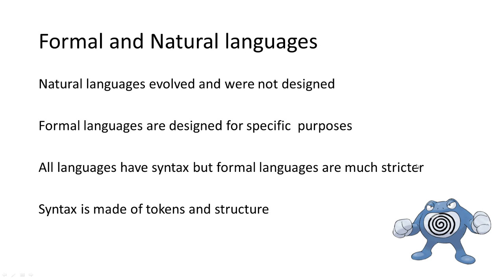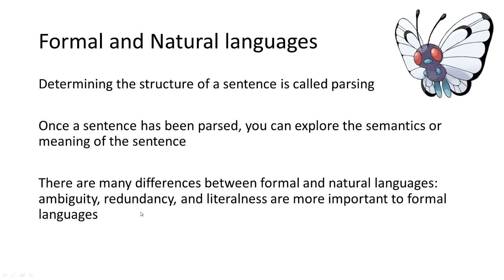Whereas in a computer program, the rules for syntax are strict, and a single misplaced comma or semicolon or some other symbol can dramatically alter what a program does. And so these rules are enforced much more strictly and intensely. Syntax is made up of tokens and structure, a token being a word and a structure being a set of rules for describing a sentence or a statement. Determining the structure of a sentence is called parsing. Once a sentence has been parsed, you can explore the semantics or meaning of a sentence.